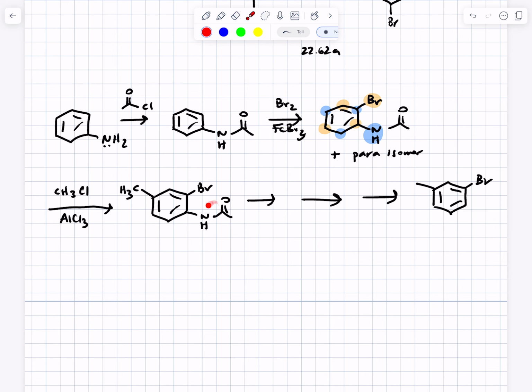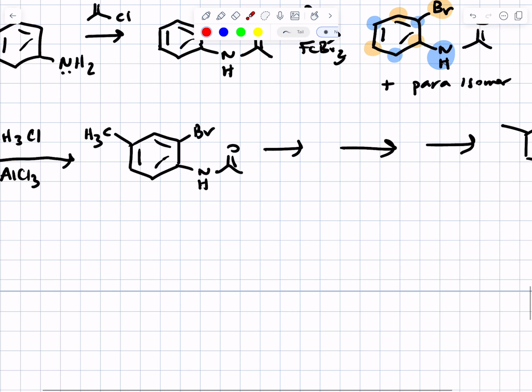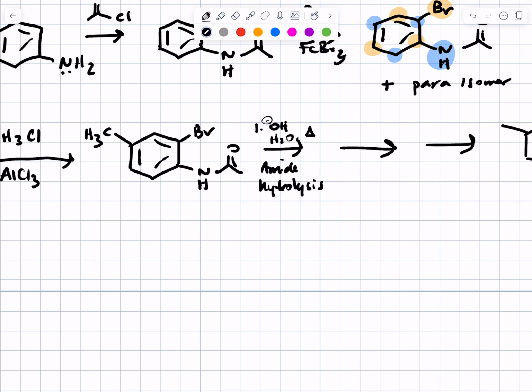What do I need to do to the nitrogen before I can do the diazotization? Got to lose the amide, right? That's amide hydrolysis. So I'm not going to draw those intermediates. We'll just put 1 using OH minus and water and heat. That's amide hydrolysis. Difficult to do, but possible.